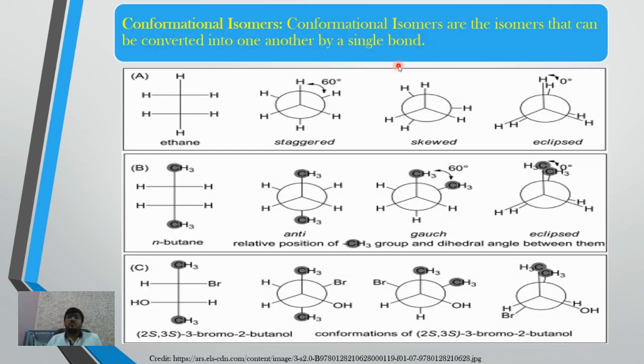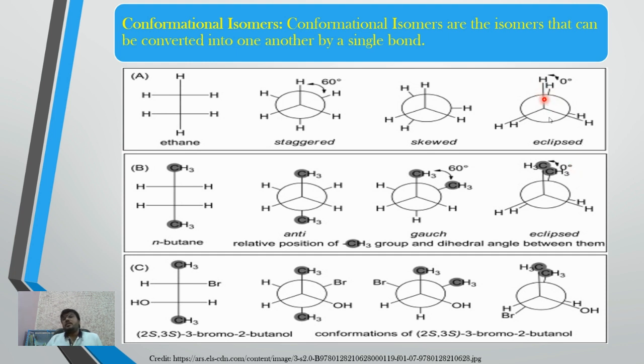Now, conformational isomers. Conformational isomers are the isomers that can be converted into one another by rotation about a single bond. That means this is quite opposite to geometrical isomerism. In geometrical isomerism, bond rotation is restricted, but in this, bond rotation is favorable. That means bond rotation happens. So basically, these are the types of conformational isomers which can be found. They are known as staggered form, skewed form, and eclipsed form. Eclipsed form is quite important.